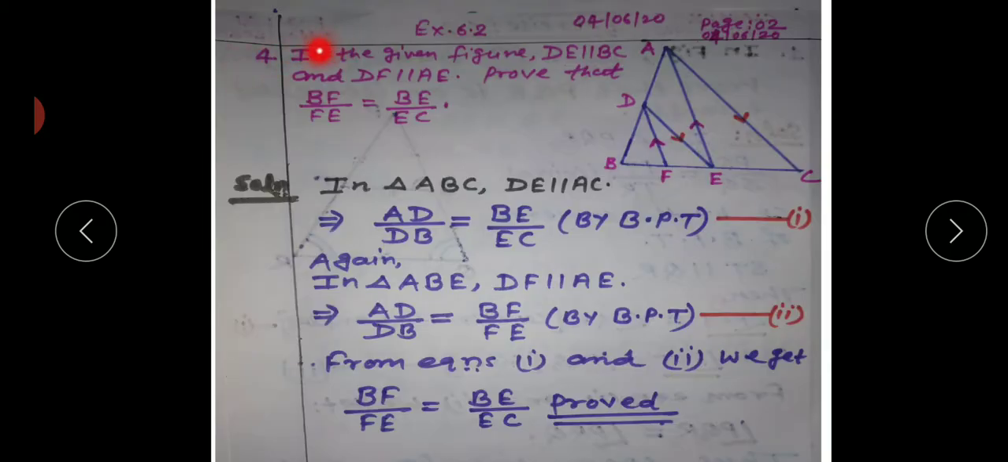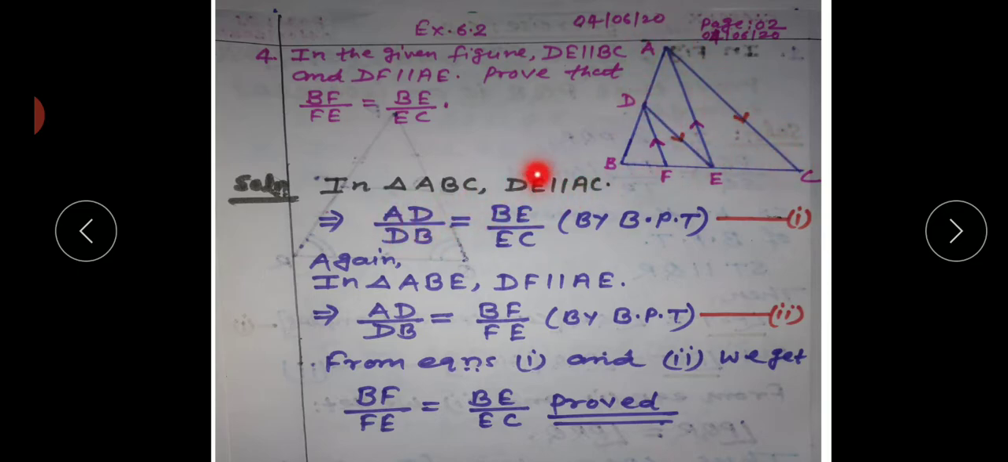Now let us see question number 4. In the given figure, line segment DE is parallel to AC and line segment DF is parallel to AE. Then we have to prove that BF upon FE is equal to BE upon EC. So in triangle ABC, this line DE is parallel to this line AC. We have given the arrow downwards on both line segments. That means line segment DE is parallel to line segment AC.